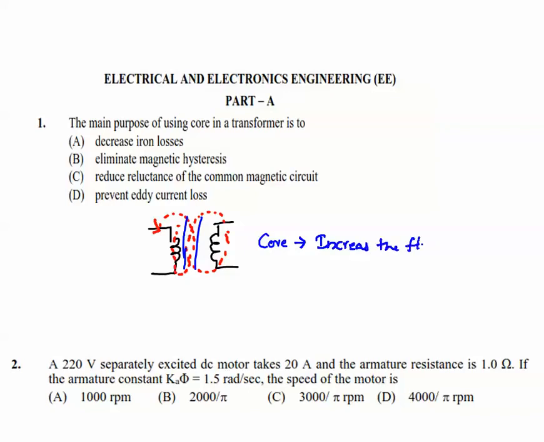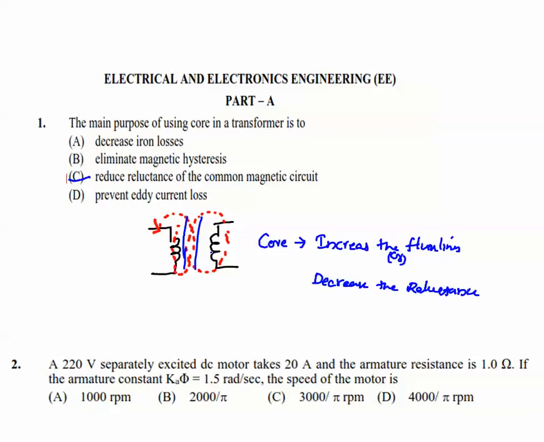the flux lines, or you can say decrease the reluctance. Okay, so the suitable answer for this question is C, reduce the reluctance of the common magnetic circuit.